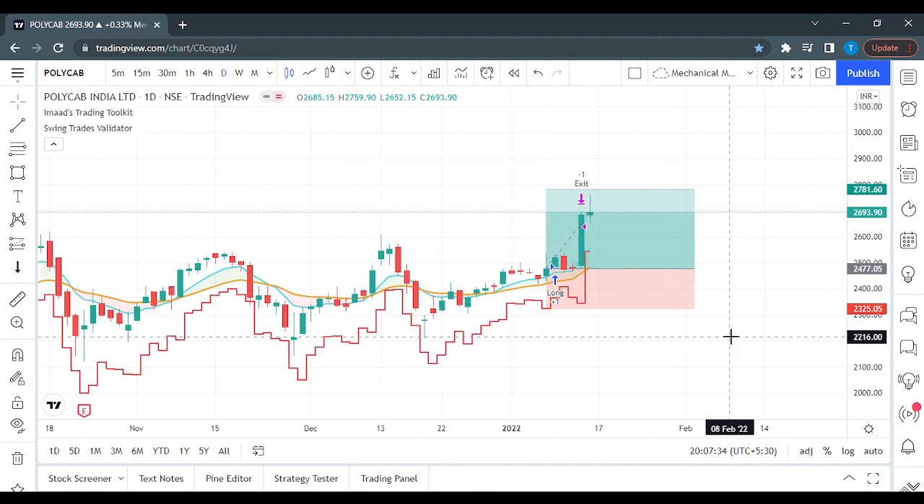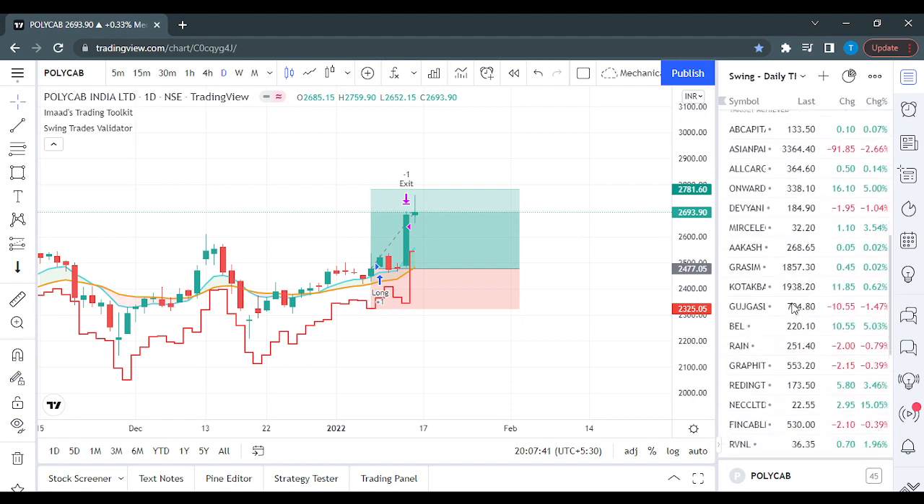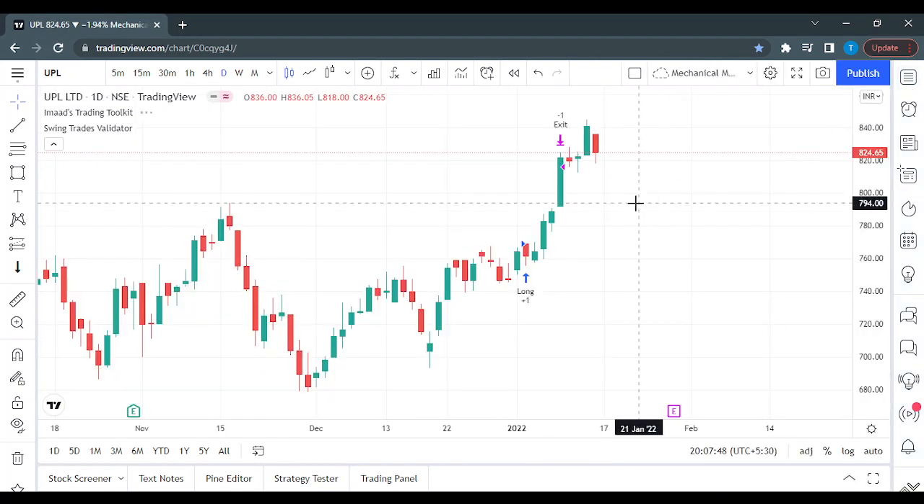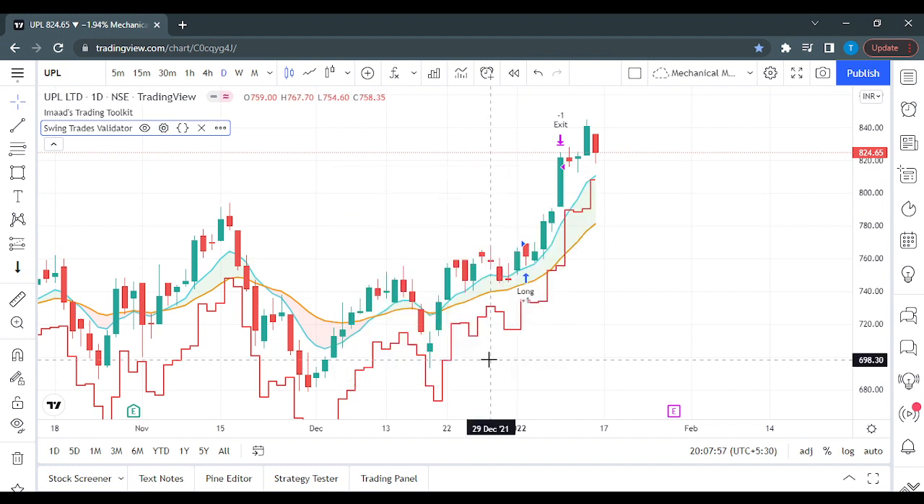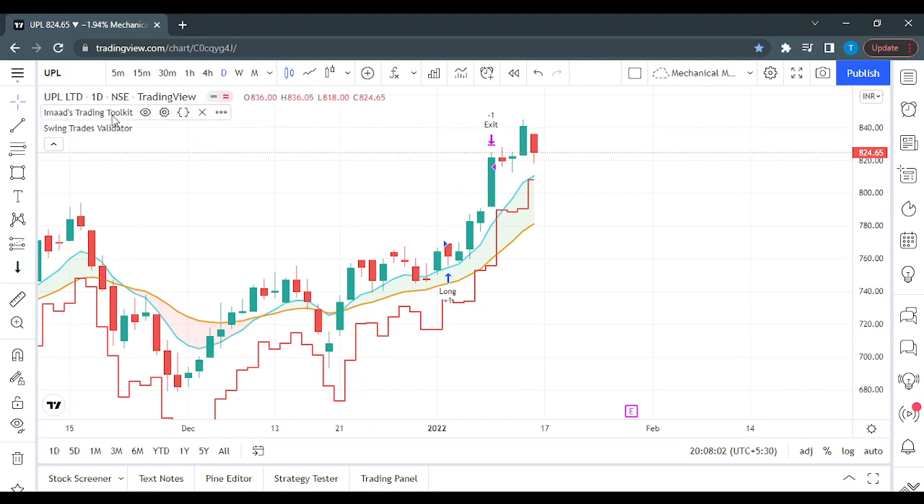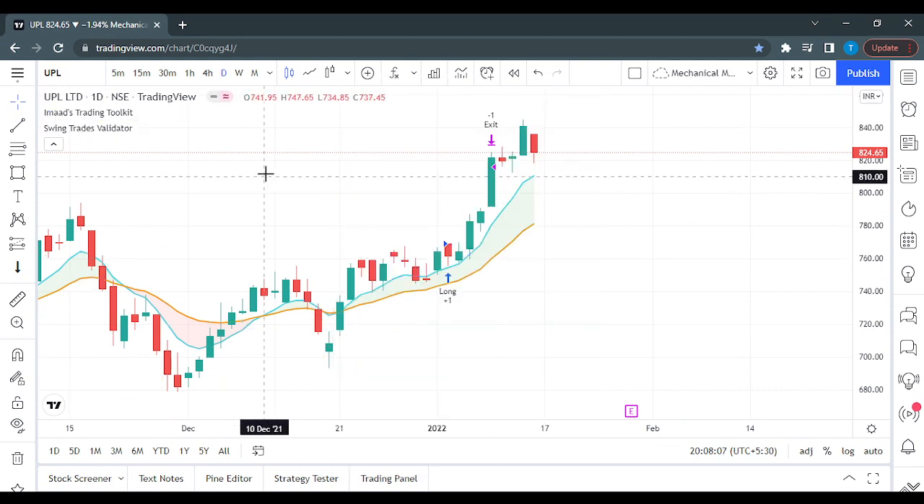Now, does this work with every other stock? Let's see. This has been specifically designed for the Indian stock market, but you can try to backtest this, and backtesting is not something that you need to do manually, right? You can just use this validator to backtest all the trades that were taken historically. Again, here same thing. I'm going to very quickly take you through the multiple time frame analysis on UPL.